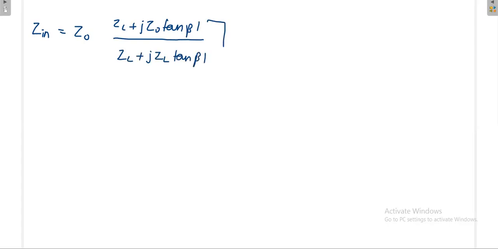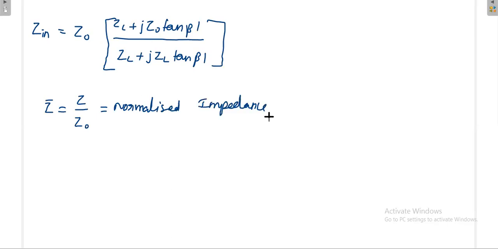Now we can also write this equation in terms of normalized impedance, because any impedance can be normalized. Suppose you have impedance Z; if you divide it by Z naught, the characteristic impedance of the line, that is called the normalized impedance. If you normalize z naught with z naught, then z naught divided by z naught, so the normalized characteristic impedance is always 1.